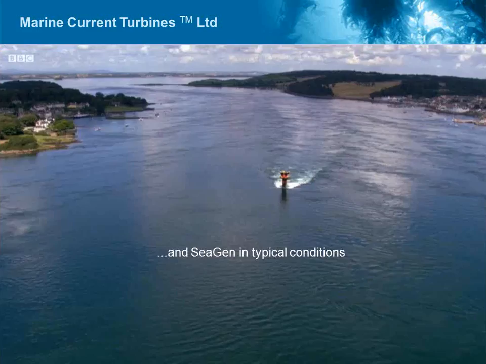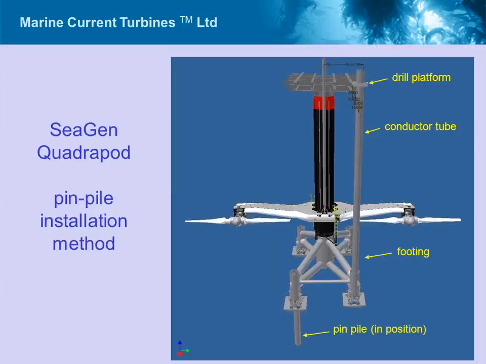Which is a typical day in Strangford Lough in Northern Ireland, where we actually have 9 knots of current, very low wave climate, and very interesting, lots of variation in environment and indigenous species. Sorry, next slide, please. So the SeaGen, basically subsea, it looks like this.